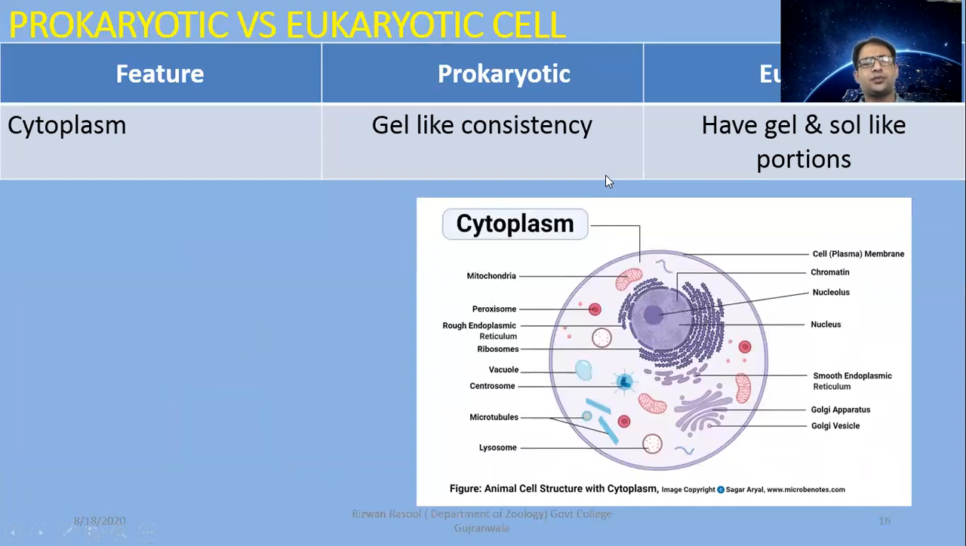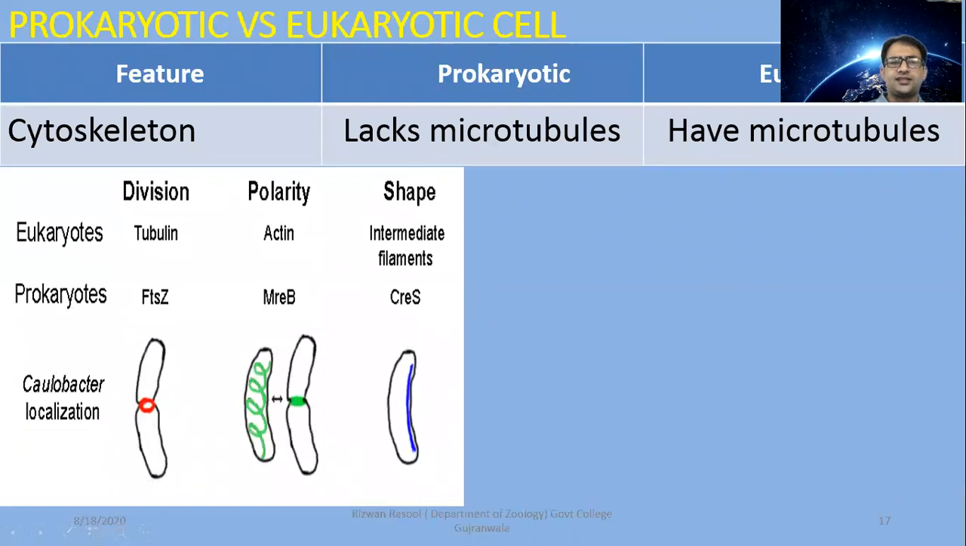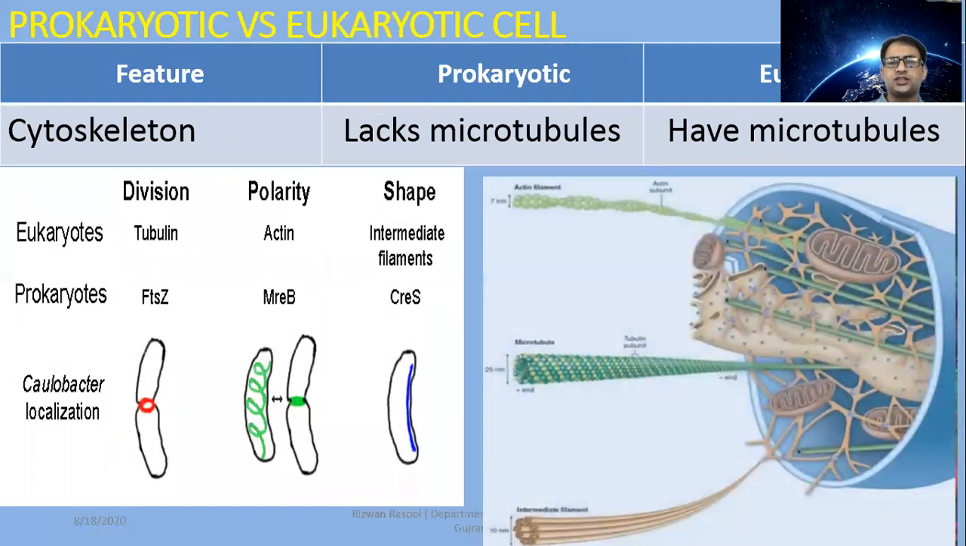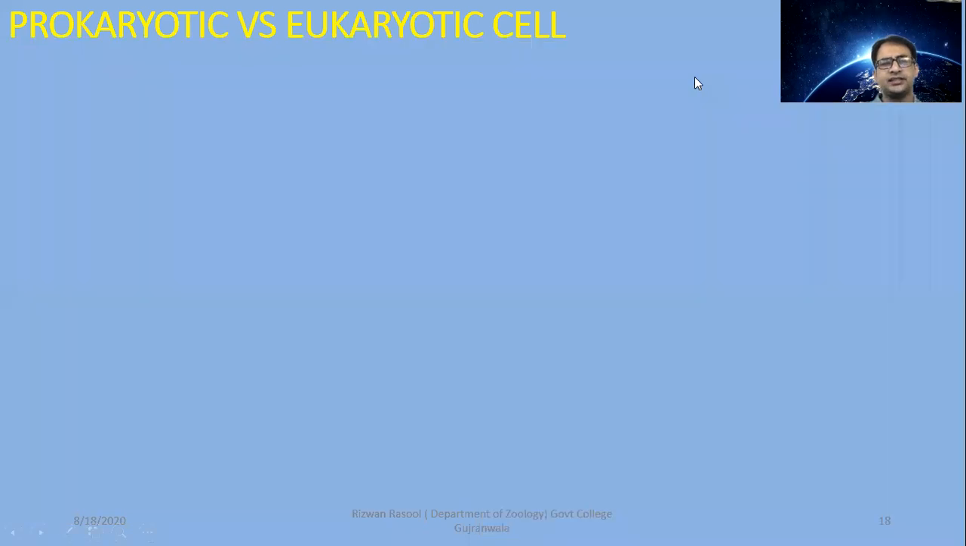Prokaryotic cells' cytoplasm shows gel-like consistency, while eukaryotes have gel as well as sol-like portions. As far as cytoskeleton is concerned, prokaryotic cells are without microtubule-containing structures, while eukaryotes have microtubules, intermediate filaments as well as microfilaments. Prokaryotes may have intermediate filaments or microfilaments only. But microtubules are usually missing in prokaryotic cells such as bacteria and eubacteria.